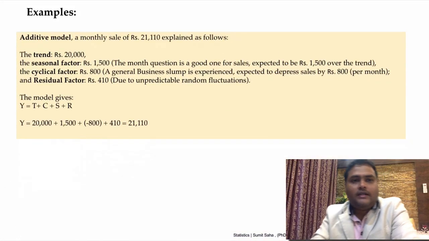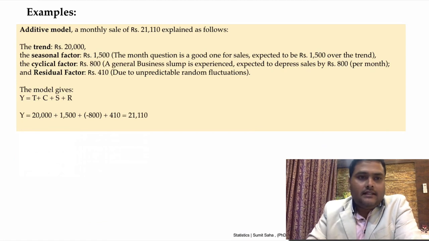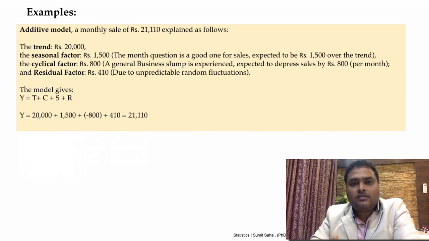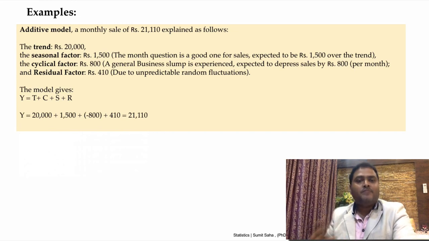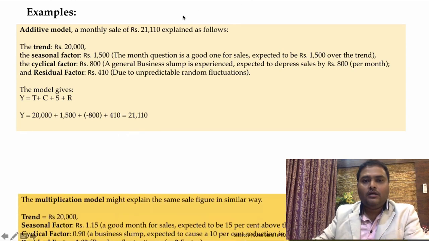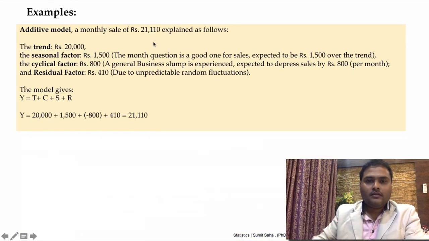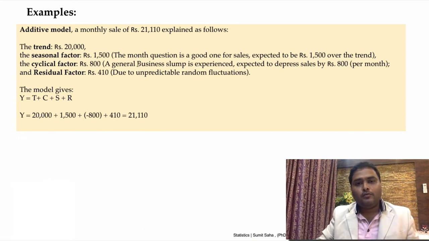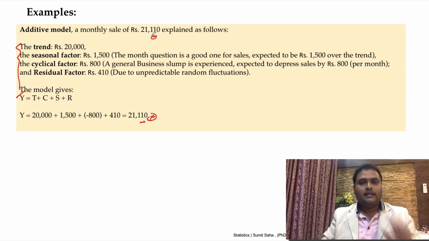Take two examples to explain time series analysis, the additive model and the multiplicative model. In this additive model, the question is: given a monthly sale of rupees 21,110, explain it as follows. That means we are going to use the formula and prove that we are getting 21,110. That is our main intention. It is not that we are going to calculate, we are going to prove it. Considering this data, using this formula, we are going to get some value, which we are going to match with this value. That is our main intention.